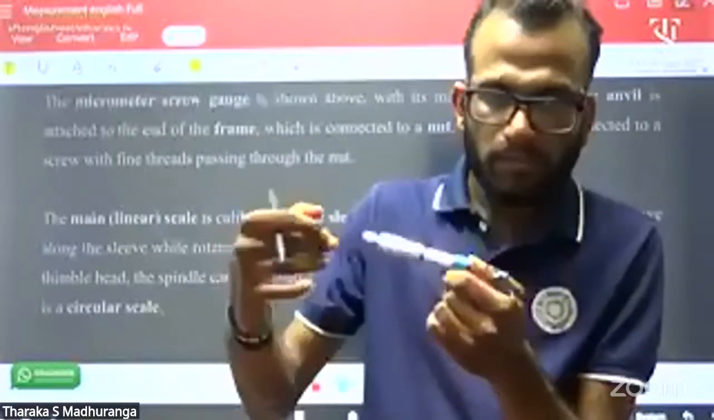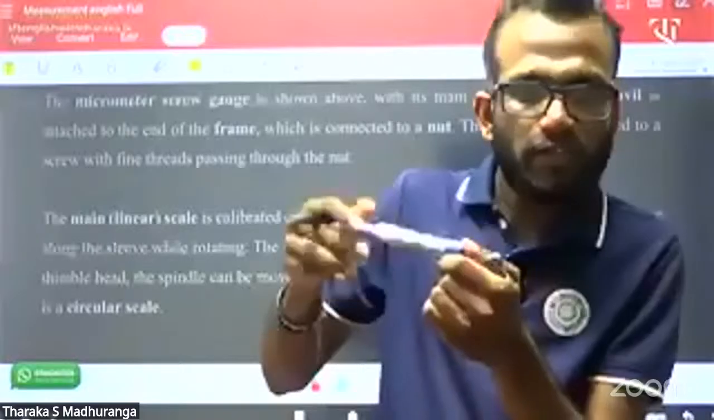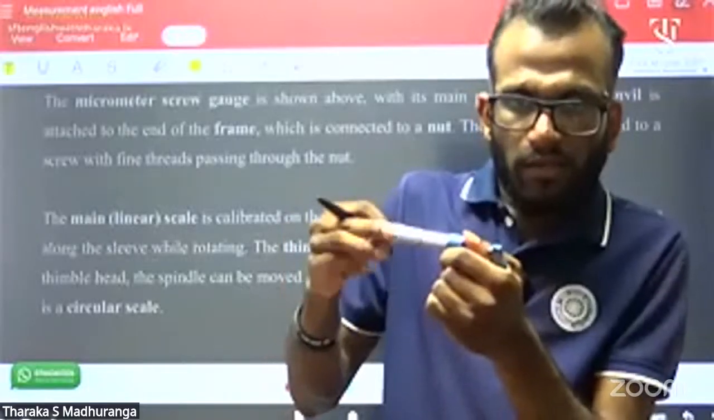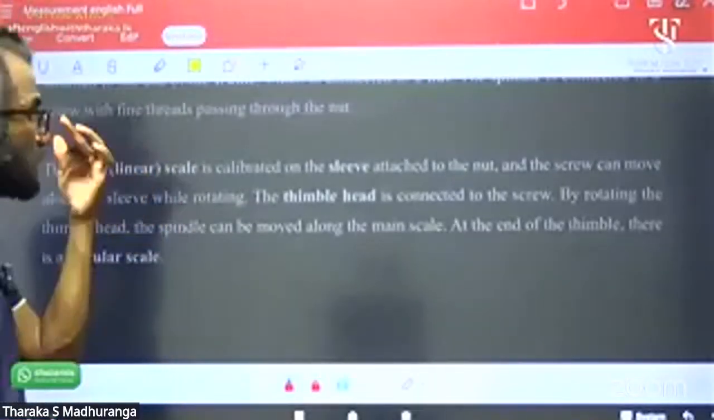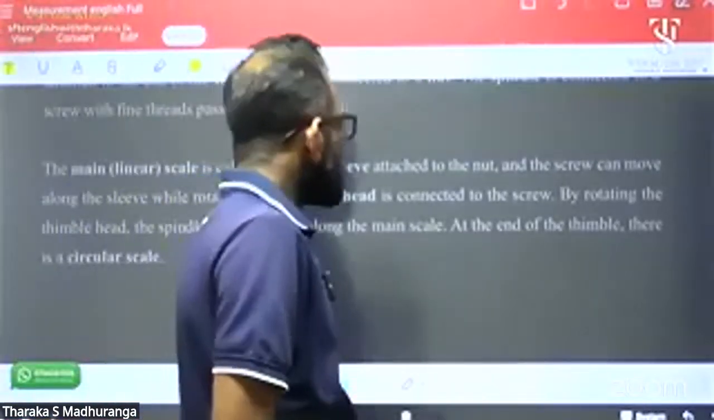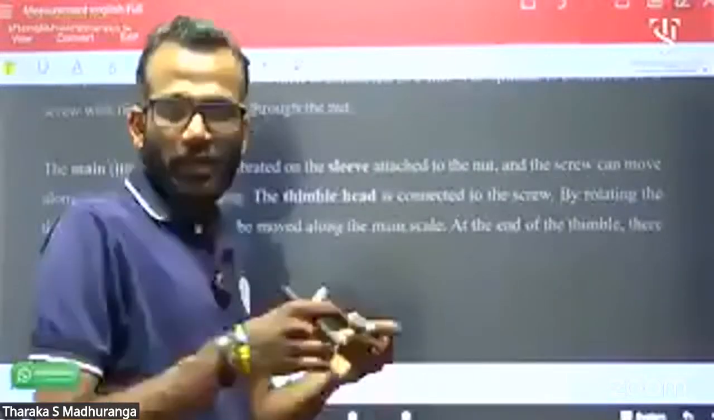Screw principle. A screw tightens as it rotates. Understood? Okay. The main or linear scale is calibrated on a sleeve and the nut. Yes, it's a calibrated sleeve. This is a scale. Each point is very important, that's why I explain point by point.